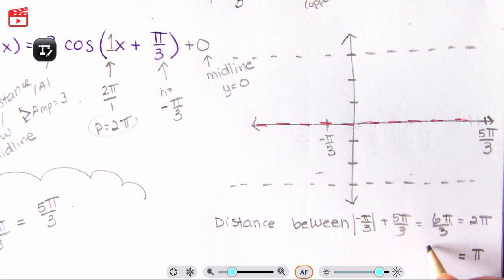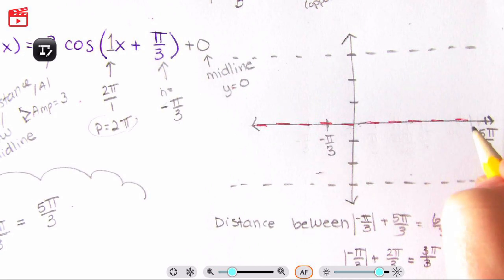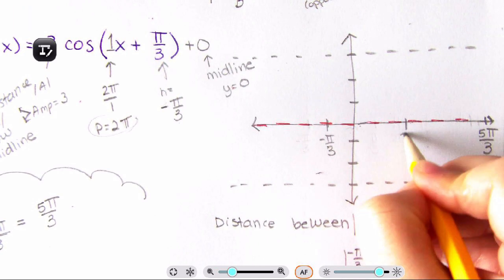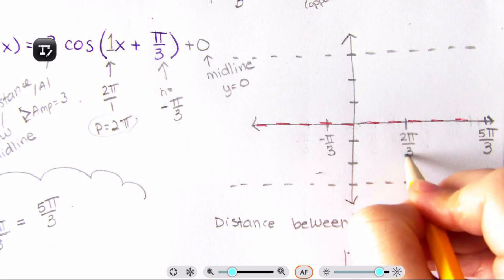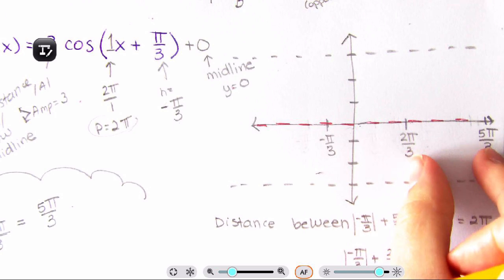So what does that have to be? That has to be 3 pi-thirds because that will cancel out. So negative pi-thirds plus what will equal pi? So I need it to be 3, so that's going to be 2 pi-thirds. 2 pi-thirds is halfway of the distance.